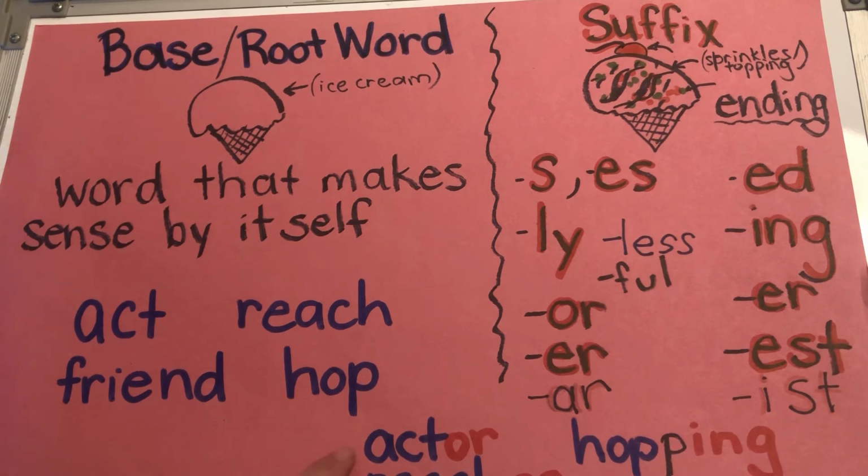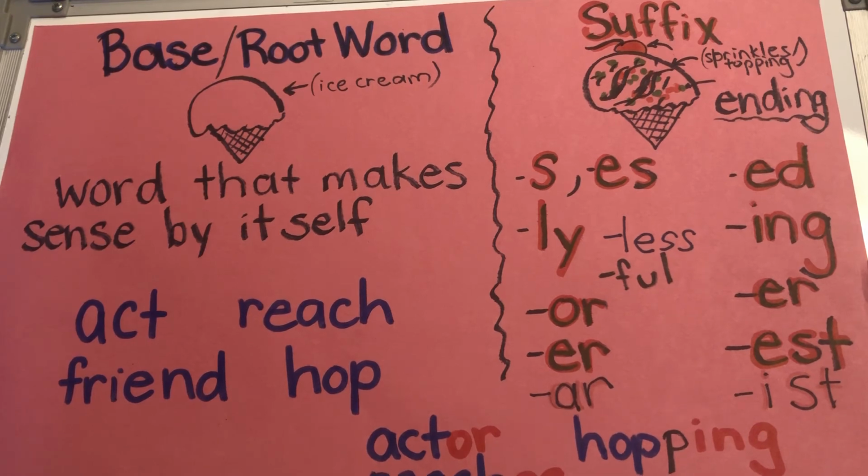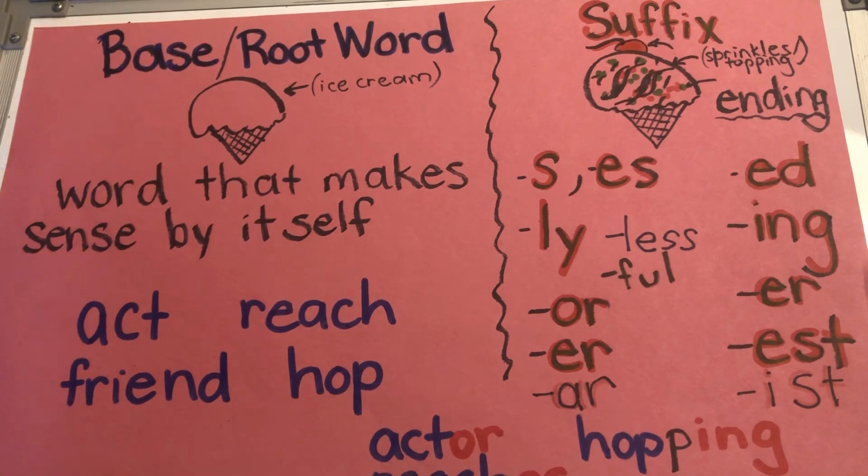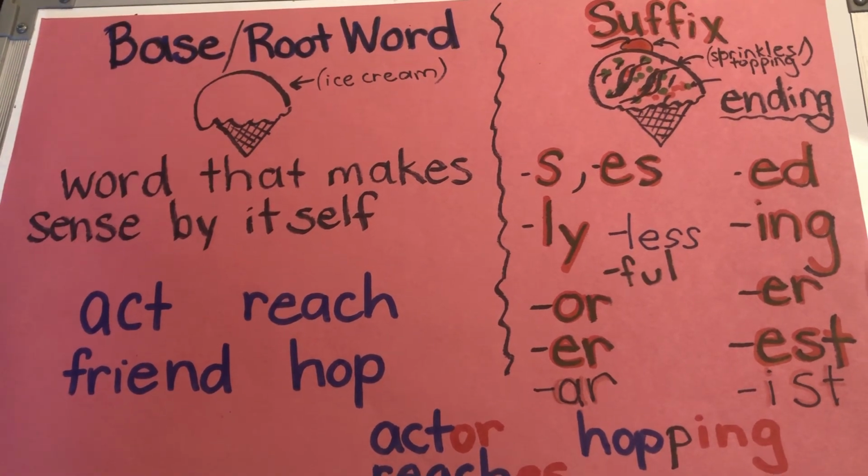Okay, and words you can put or, maybe at the end of a word, and make act into actor, or that's someone who does the acting. Reach into reaches. And s you can add to friends. Hopping means it's happening now. The ing means that it's happening right now. Okay, I know that some of your teachers have put some extra practices with suffixes and prefixes, so take a look at those too before we move on to our story.